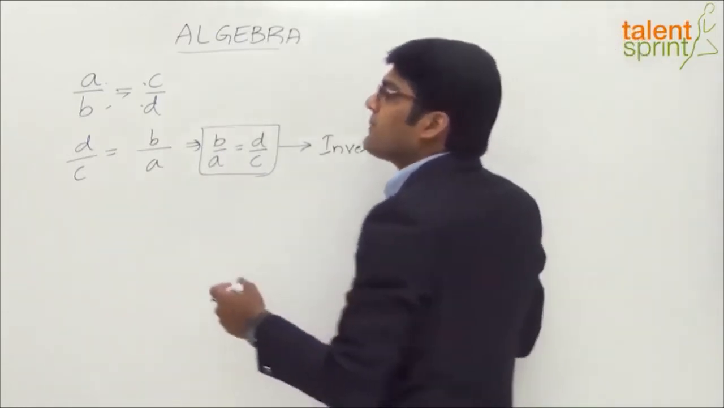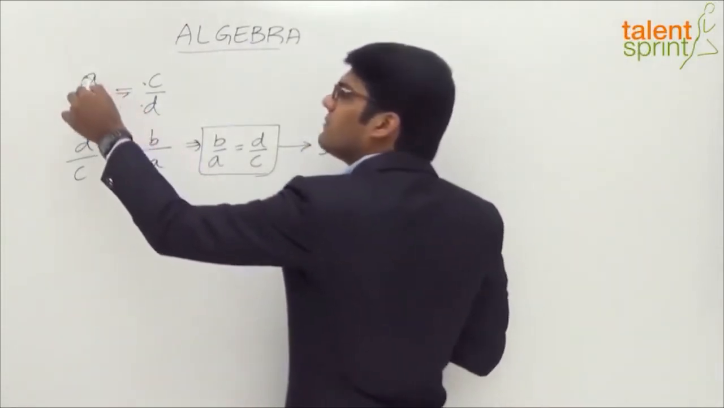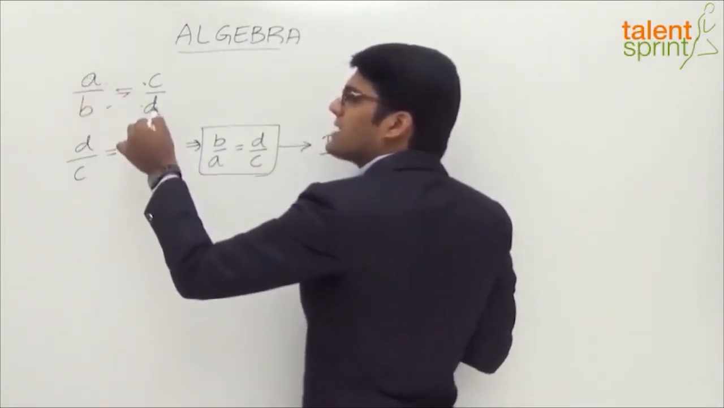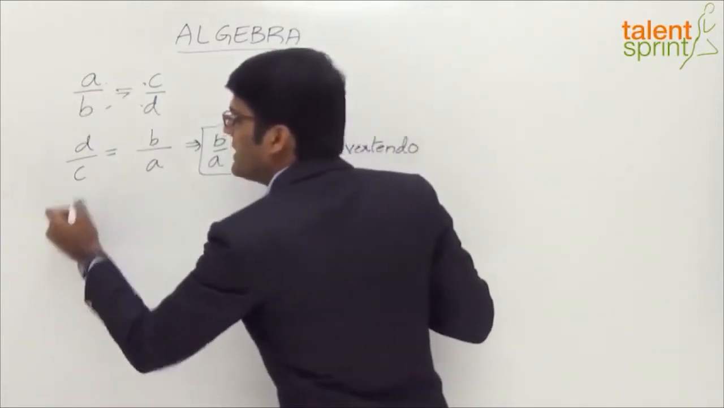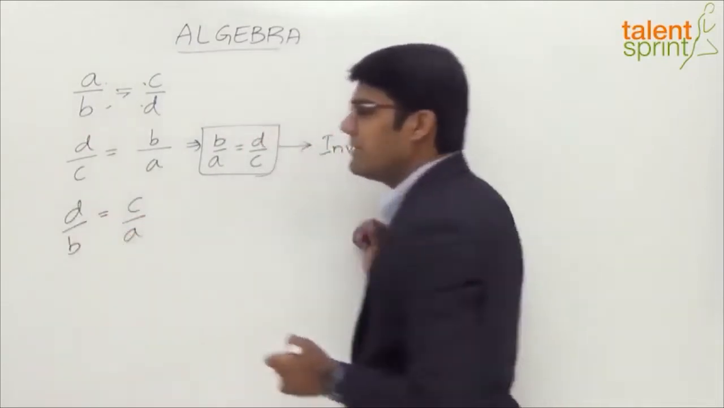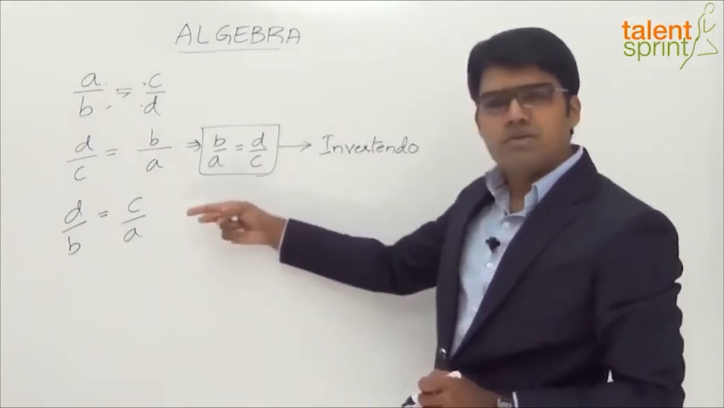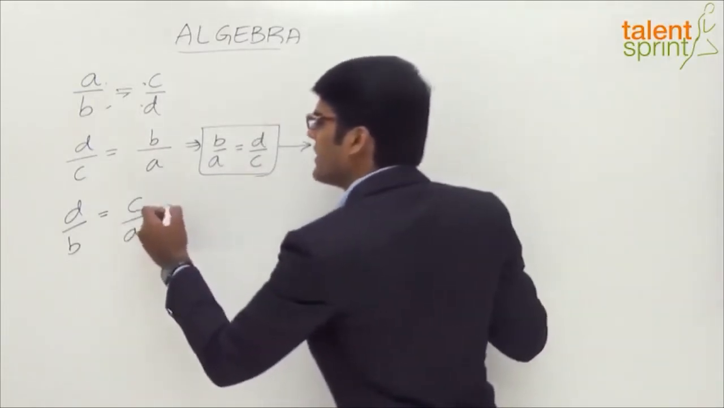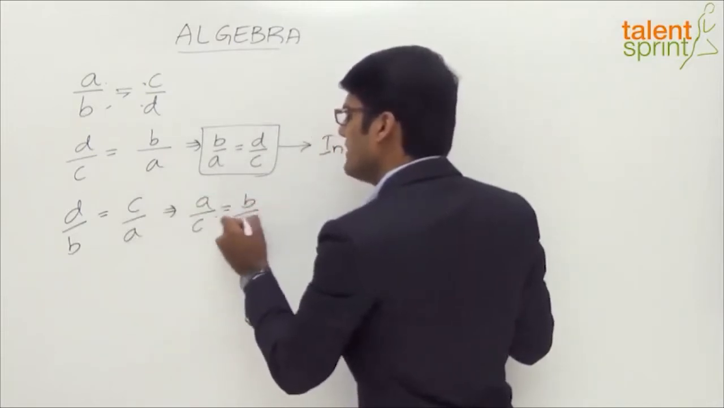For example, let us simply take A to the denominator of the second fraction and D to the numerator of the first fraction. So what do we get? We'll get D by B equals C by A. Or we can say A by C equals B by D, right? Different ways of looking at it. A by C equals B by D.